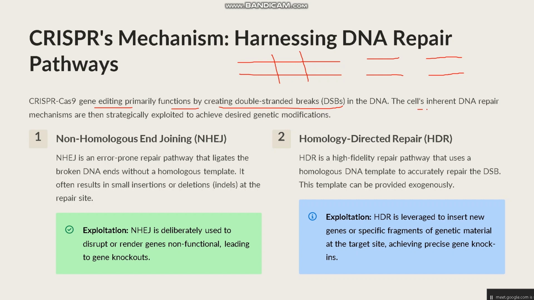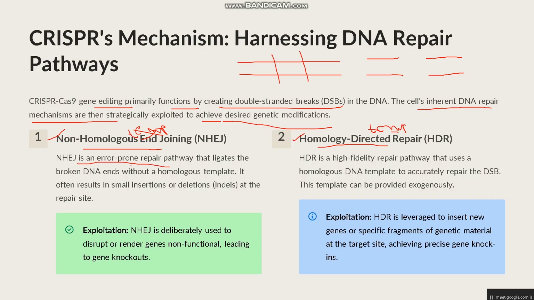At this time, the cell's inherent DNA repair mechanisms, which exist in the cell, can be strategically exploited to achieve the desired genetic modifications. The first is non-homologous end joining, and the other is homology-directed repair. In homology-directed repair, we need a template, and in non-homologous end joining, we do not need a template.